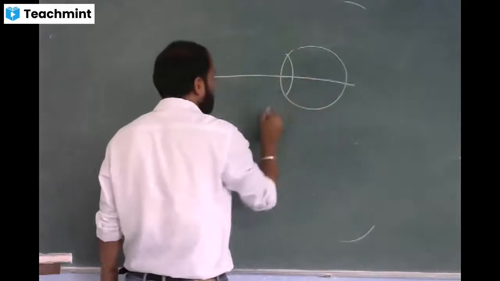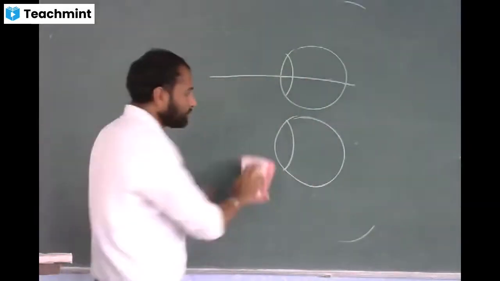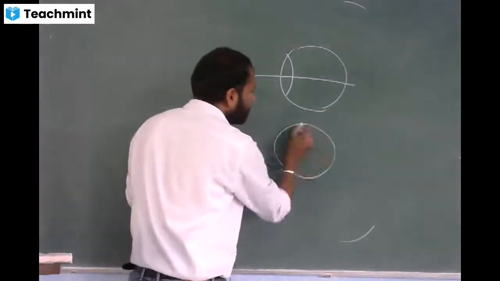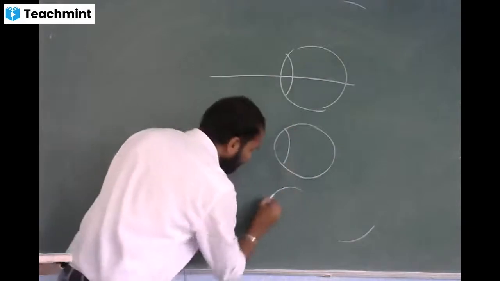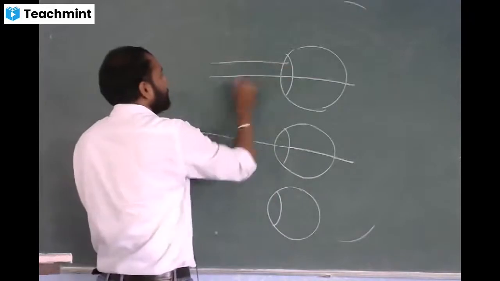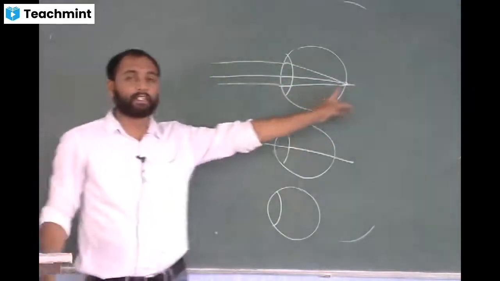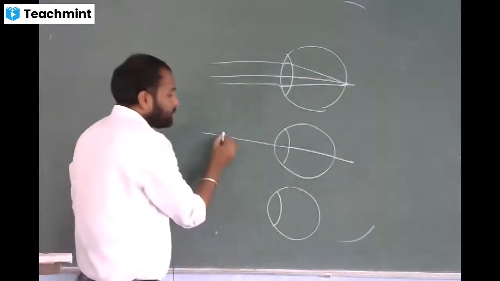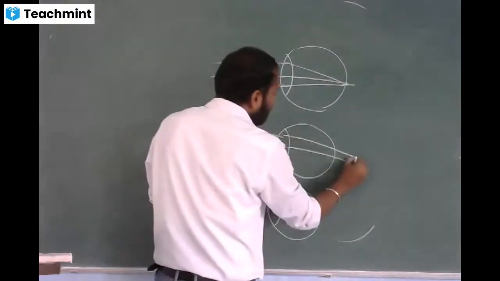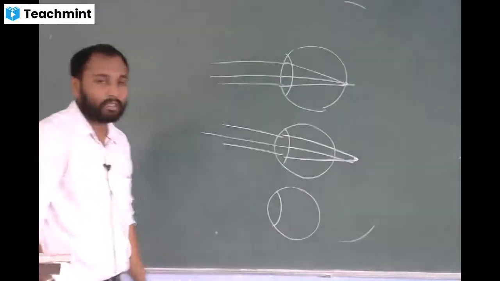Normal eye, hypermetropic eye. So in a hypermetropic eye the eyeball is too small. So here also the eyeball is too small. So here the rays are coming. This is the normal eye. For the normal eye, the image will fall exactly on the retina. So for the hypermetropic eye, what happens? The image will fall behind the retina. Why will it fall behind the retina? Because the eyeball is too small.